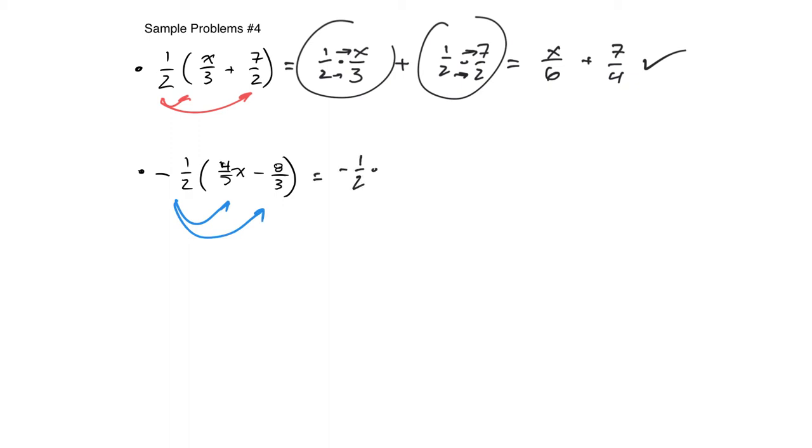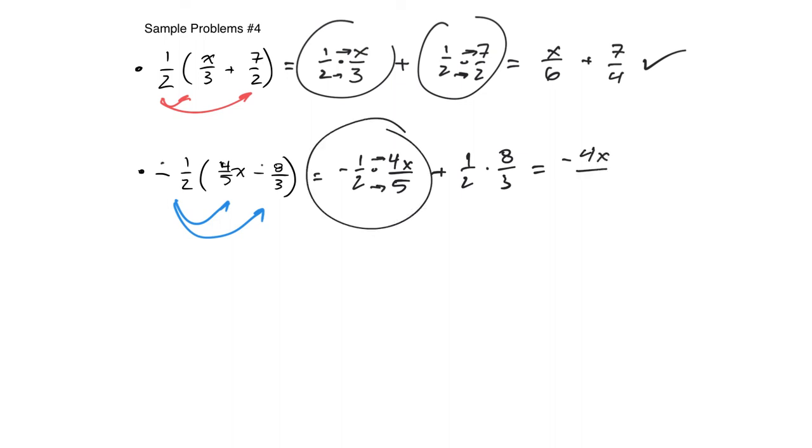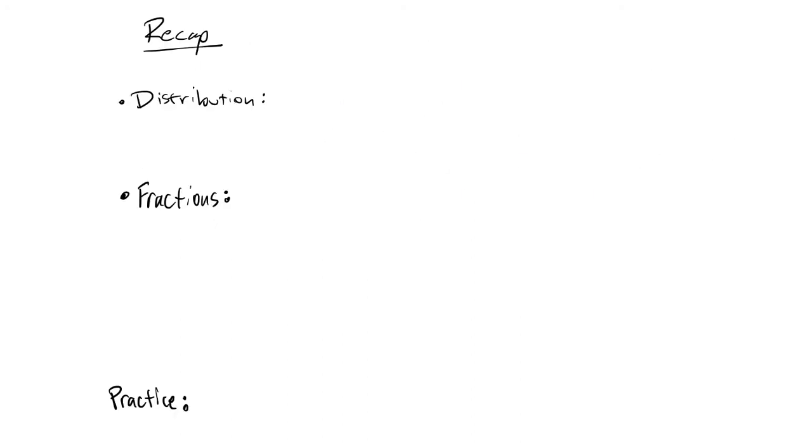Negative 1/2 times 4/5 x minus 8/3. Negative 1/2 times 4x over 5. And negative times a negative is a positive. So that's 1/2 times 8/3. First, I'm going to combine those two, multiply straight across. That gives me negative 4x over 10. We do this one. 6. And we're done.